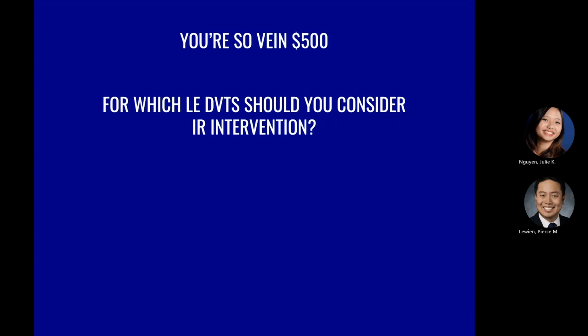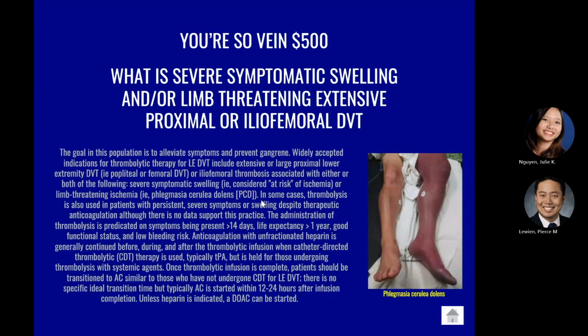Like for a lower extremity DVT, that's like a complete occlusion in one of the large veins. Yeah, that is one of the indications, basically depending on the clot burden. Yeah. If the clot burden is too much or a patient has really, really severe symptoms like swelling or limb-threatening extensive proximal DVT, then yes, that's what you would consider.